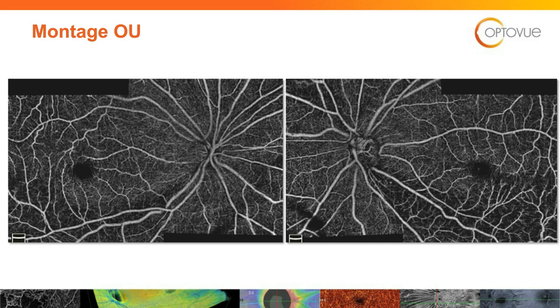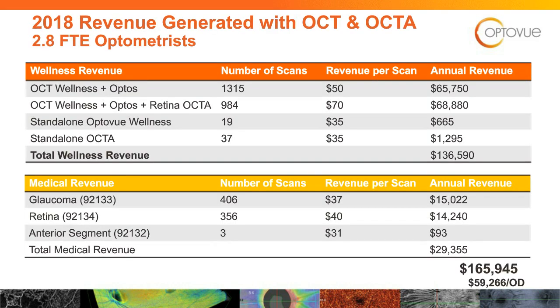So we covered angio wellness. We covered the medical side of it. Now, how do you pay for one of these things? Well, here's our 2018 numbers. I travel a lot. We had 4 docs in the practice. One of our docs is cutting back. So with that all being said, 4 docs equals 2.8 full-time equivalent optometrists.